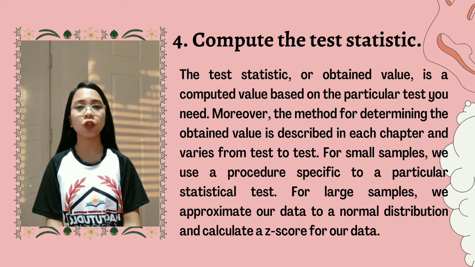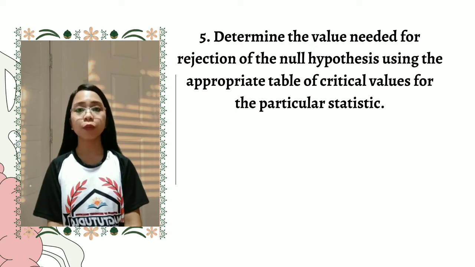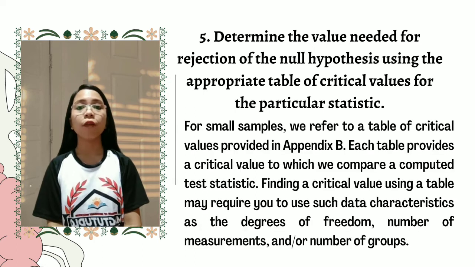standard deviation. The fifth method is to determine the value needed for rejection of the null hypothesis using the appropriate table of critical values for the particular statistic. For small samples, we refer to a table of critical values provided in Appendix B. Each table provides a critical value to which we compare a computed test statistic. Finding a critical value using a table may require you to use such data characteristics as the degrees of freedom, number of measurements, and/or number of groups.